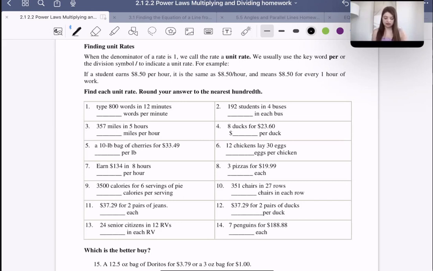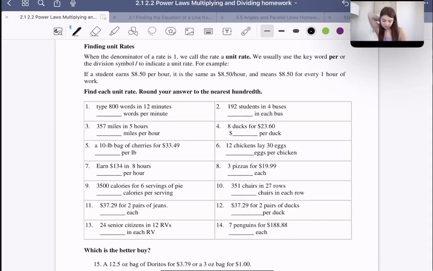So actually, they give an example here of if a student earns $8.50 per hour. Gosh, this is old. That was not even minimum wage back when I was in high school. It is the same as $8.50 slash hour, right, per hour. And this means that we get $8.50 for every 1 hour of work, which doesn't seem like enough at all in today's day and age. That's for sure.